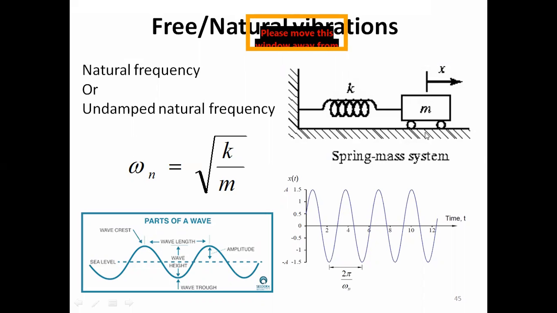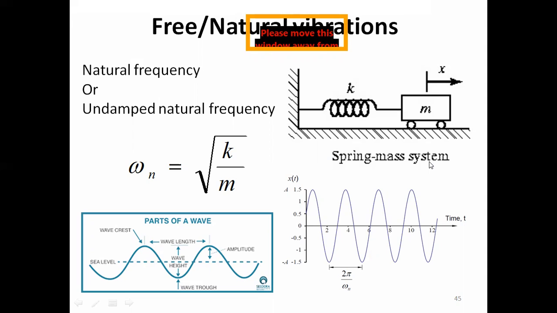When the system is vibrating, when it is moving to and fro, and it is repeating itself, so we have a periodic motion. Most probably sinusoidal motion or harmonic motion. Simple harmonic motion. You may have studied simple harmonic motion.